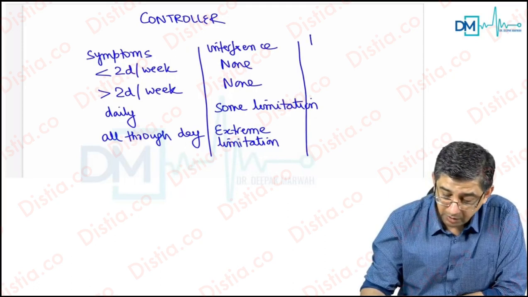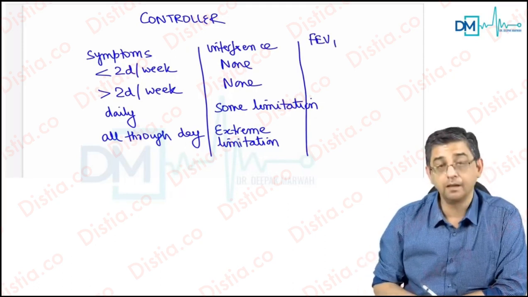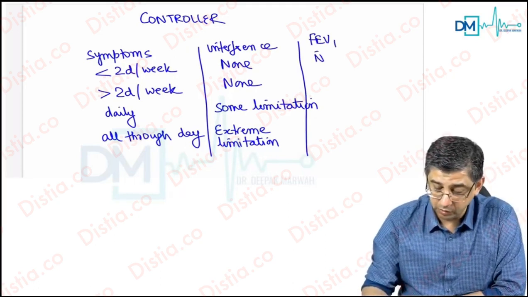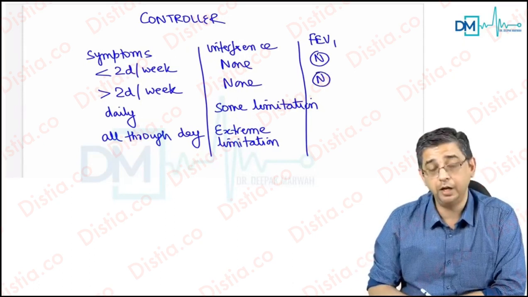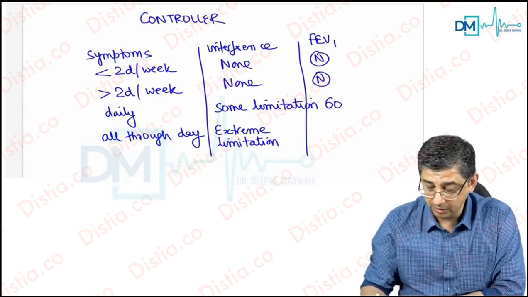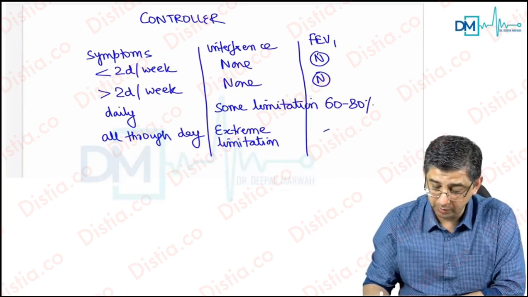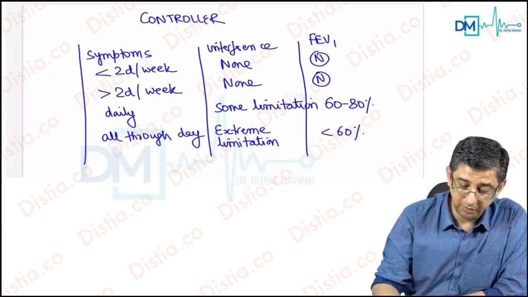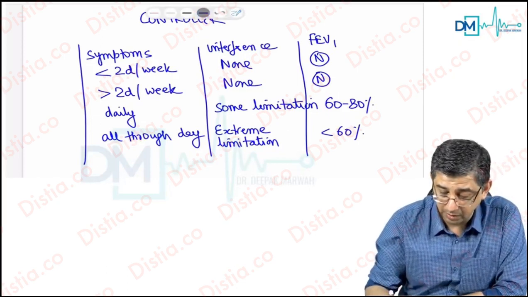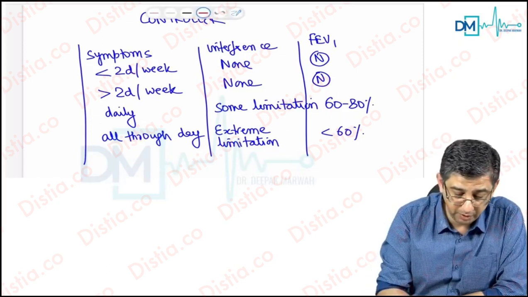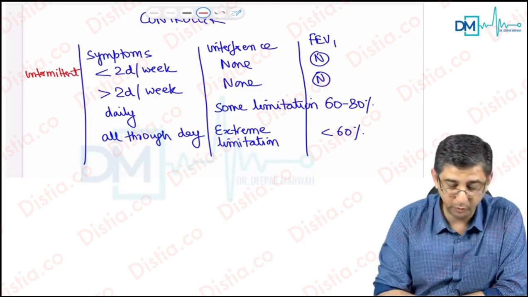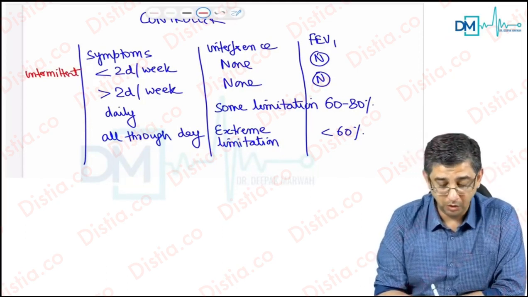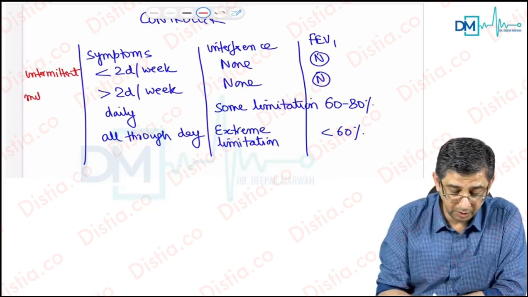I have also measured FEV1 of the patients. The FEV1 of the first 2 patients is perfectly normal, more than 80%. The 3rd patient has FEV1 between 60 to 80%, and the 4th less than 60%. So what I'm setting the stage for is when will I say that my patient is having intermittent asthma? The first category that I've created before you is intermittent asthma. On the other hand, the next category would be called mild persistent asthma.